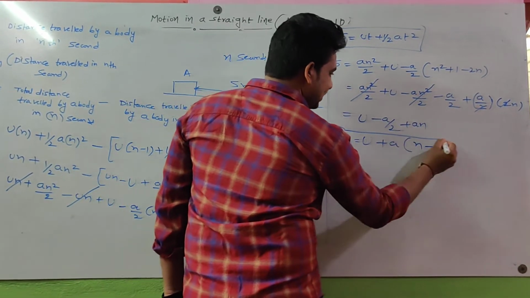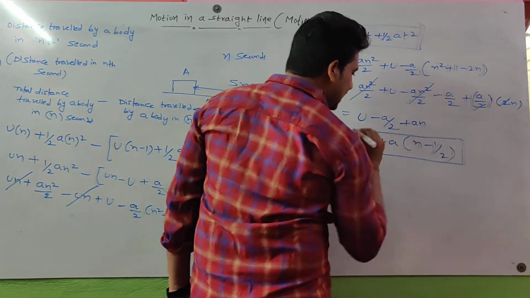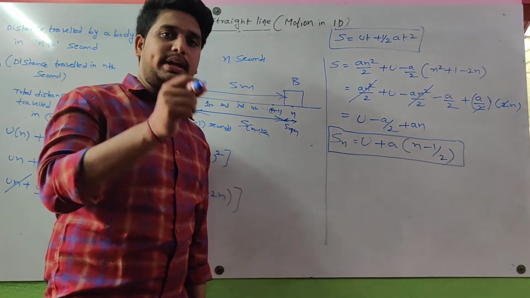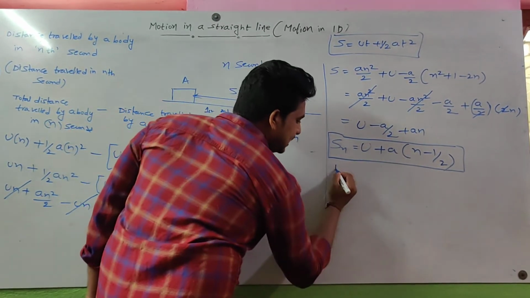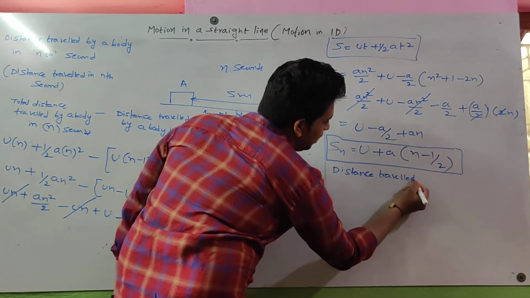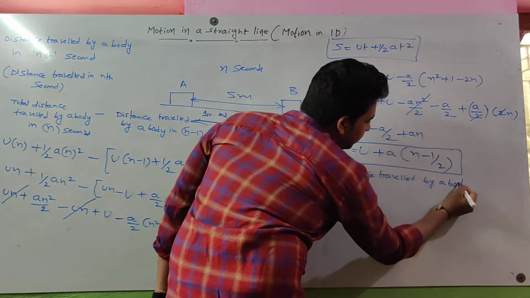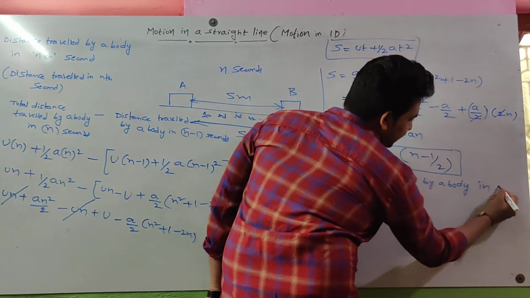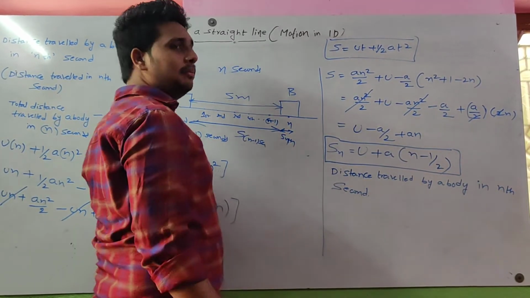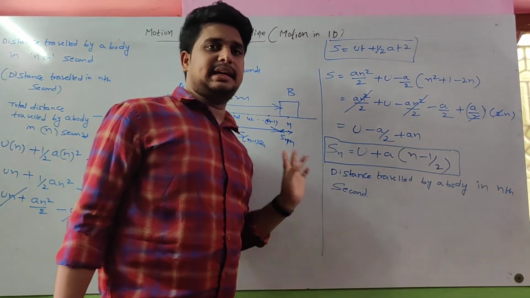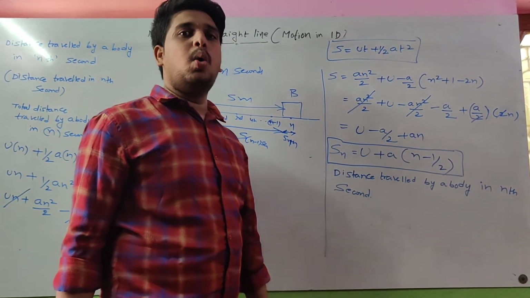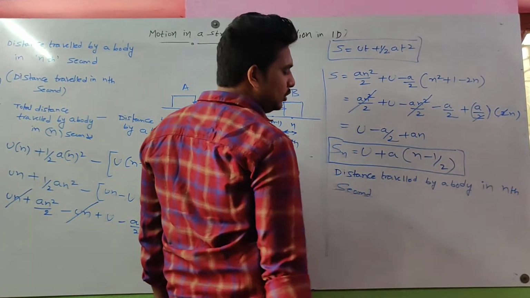Sn we got. Sn is equal to, what is the formula here? u plus a into n minus 1 by 2. What does Sn mean? Distance traveled by a body in the nth second. Distance traveled by a body in the nth second is called Sn here. Sn is equal to u plus a into n minus 1 by 2.